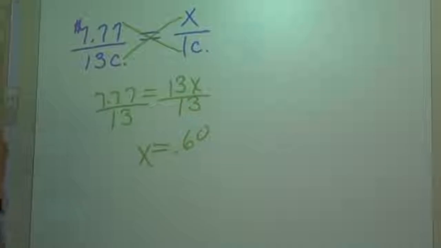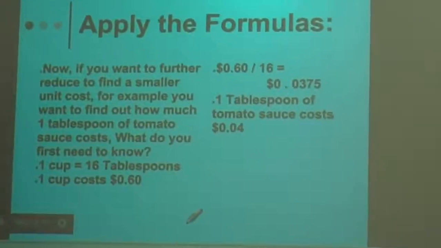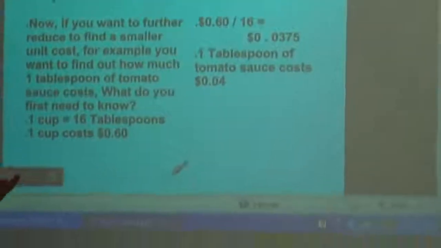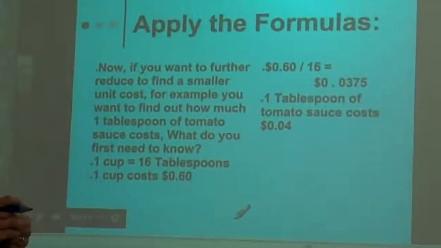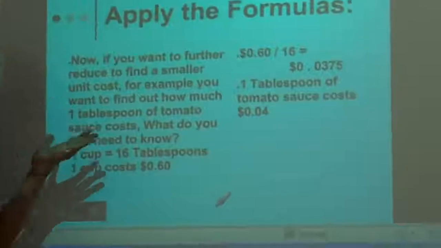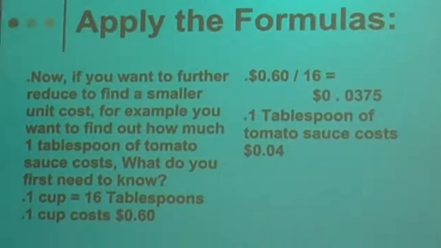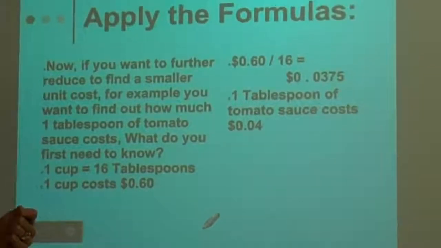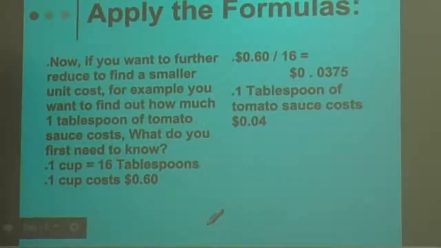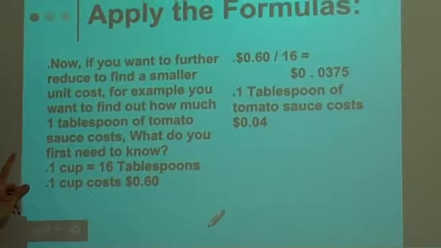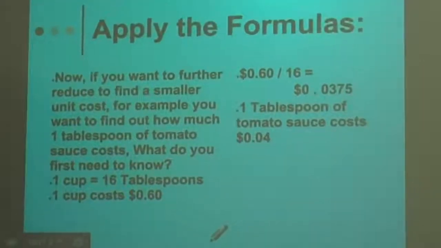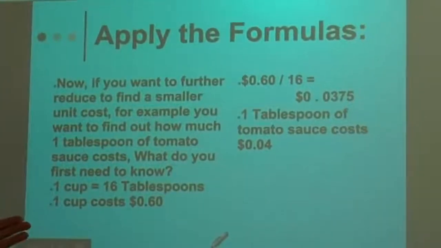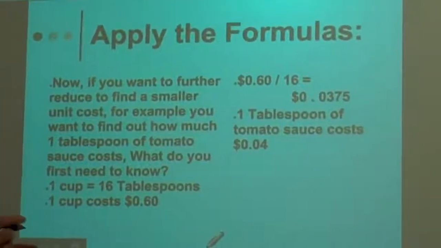Okay? All right. If you want to further reduce the amount, let's say you're making a bomber sandwich or something that requires some marinara to be spread on the bread, you would need to find out what 1 tablespoon of marinara costs versus an entire cup. So first thing you have to think about is, what do I know? I know that 1 cup has 16 tablespoons, and I know that 1 cup costs 60 cents. So we're going to set up the problem, and I'm going to do this in 2 steps to show you what happens so that you can kind of correct yourself.